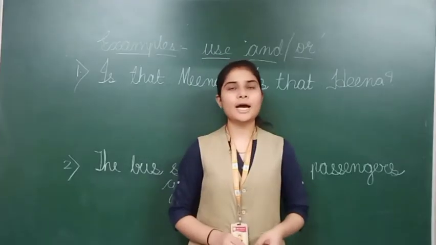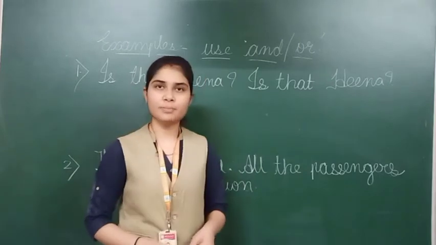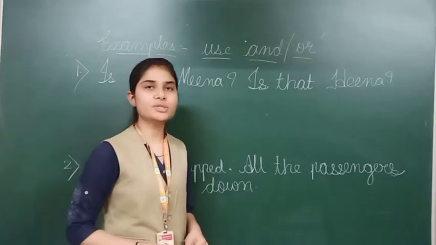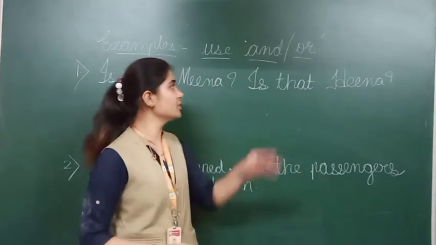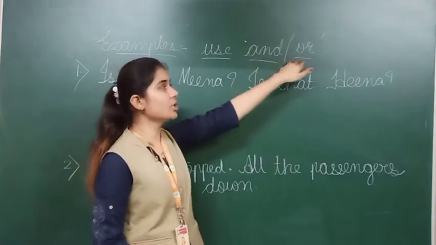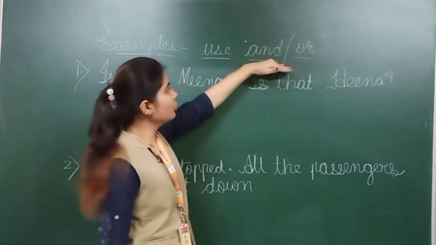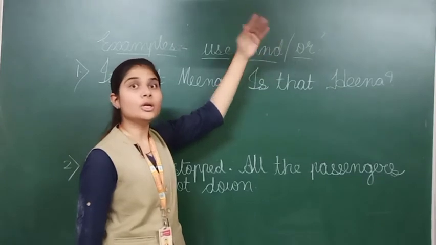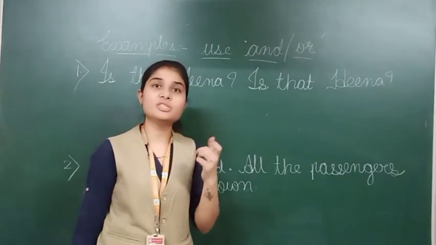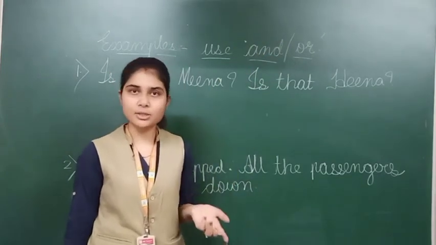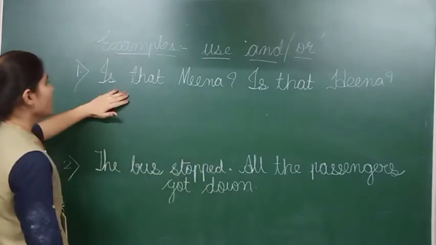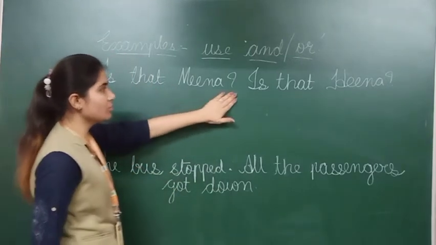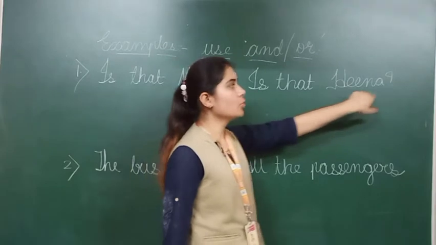On the board, I have prepared first of all two examples. Here you have to use conjunctions. First conjunction you can use, and, or else you can use, or. These both options we have to use, not together, one by one, whichever is suitable according to the sentence. So let's read number 1. Is that Meena? Question mark. Is that Hina? Question mark.